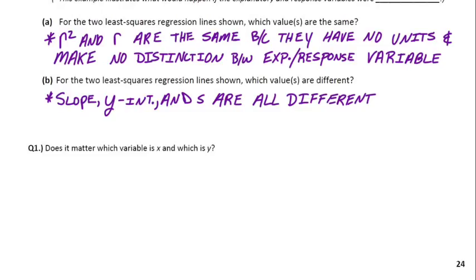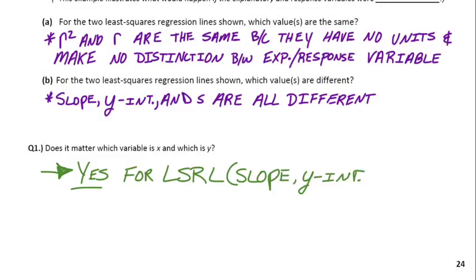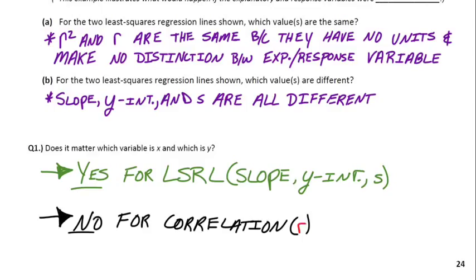And then it says, Q1, does it matter which variable is X and which is Y? Well, yeah, it does. We want the independent variable, the explanatory variable, on the x-axis. So yes, for the LSRL, the slope, the y-intercept, and S would all make a big difference. When does it not matter? Well, it's not going to matter for correlation. So that's the point.